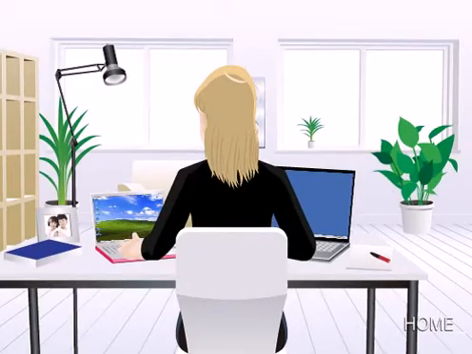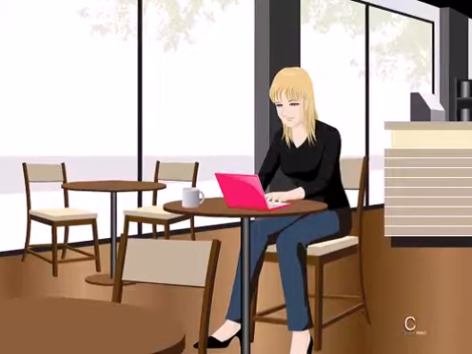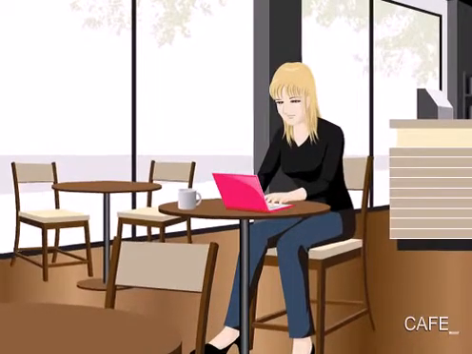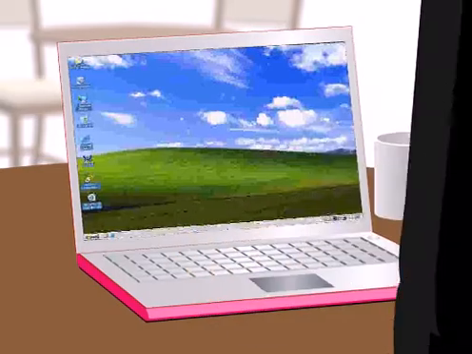Kelly is a SOHO freelancer, and in addition to her notebook at home, Kelly has also purchased a new light and compact netbook, so she can work on her articles while away from home.